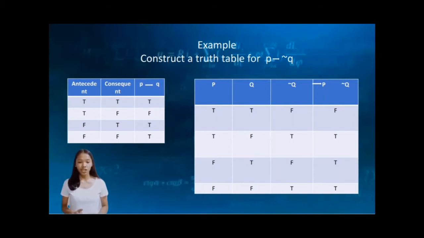For conditional, gagamitin natin is the truth table of conditional to answer the given. So titingin tayo ngayon sa P, which is sa first column, and not Q sa third column. Kapag true, false, ang sagot is false. Pag true, true, ang sagot is true. Pag false, false, ang sagot is true. Pag false, true, ang sagot is true. So, eto na ang summary ng truth table na given sa example.